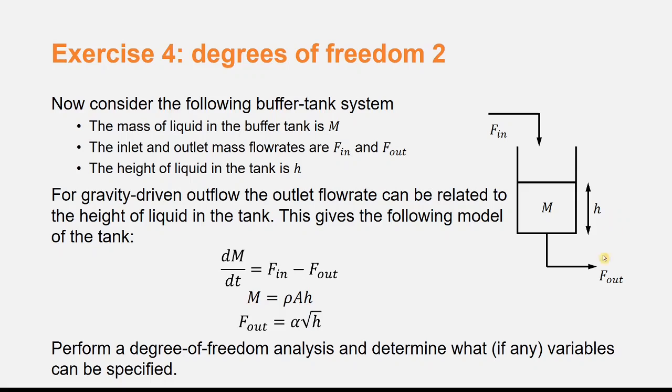We can write a relation for the outlet flow rate if we assume gravity-driven flow. This is that the outlet flow rate is proportional to the square root of the height of the liquid. Then we have the following model for the buffer tank. Perform a degree of freedom analysis and work out which, if any, variables you can specify. Pause the video now.